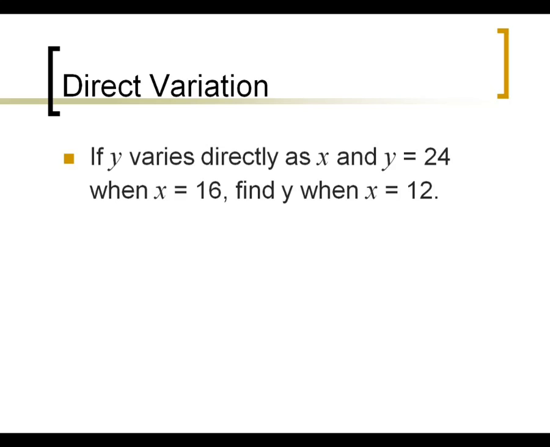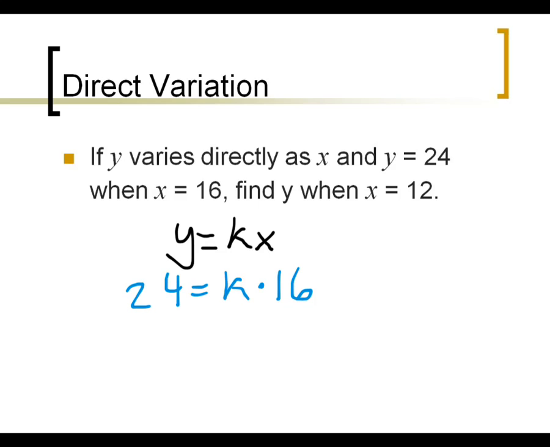Y varies directly as x. That means I'm going to use a direct variation equation, y equals kx. Y is 24 and x is 16. Find y when x is 12. All right, well, let's go back to this. I need to find k first. Well, y is 24, so I'm going to plug that in for y. And x is 16. Plug that in for x.